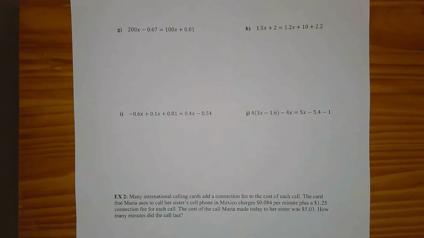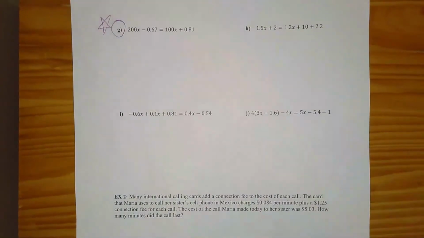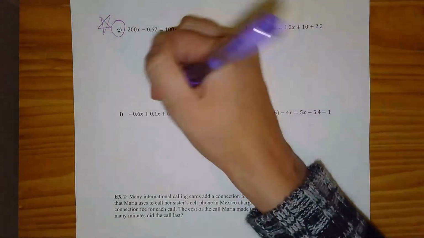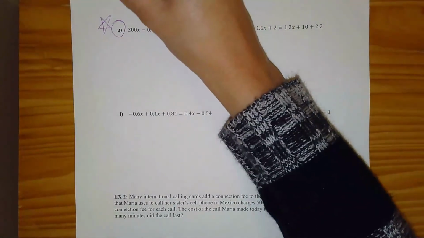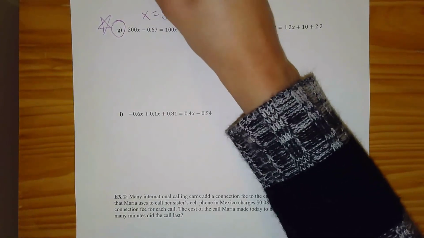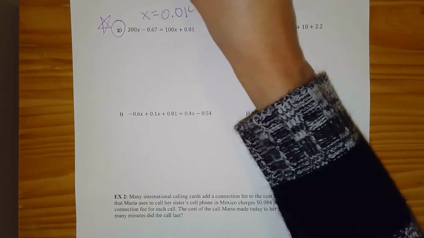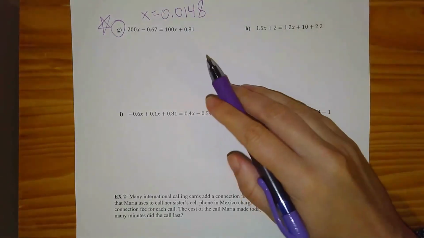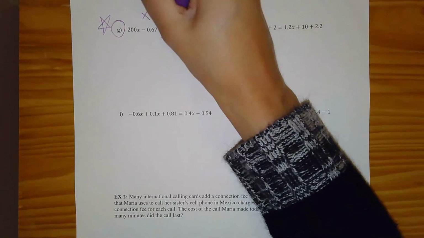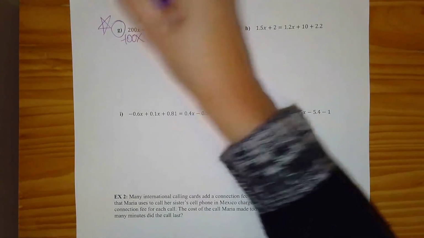The next one is 200x minus 0.67 equals 100x plus 0.81. Go ahead and try that one. So again, pause your video, work this one out, and I'm going to show you the answer here in 3, 2, 1. For your answer in part G, you should get x equals 0.0148.